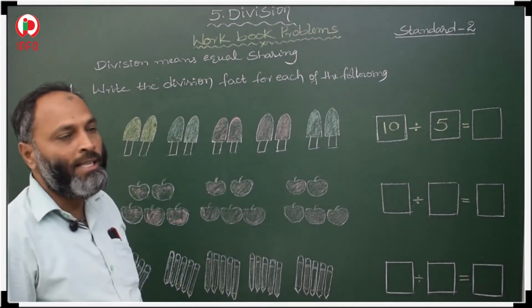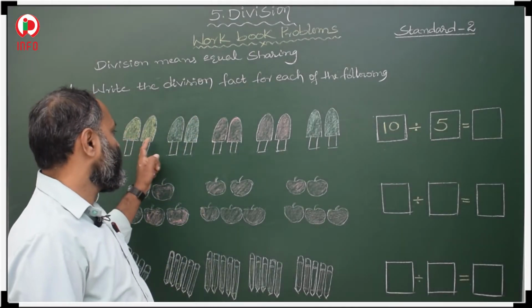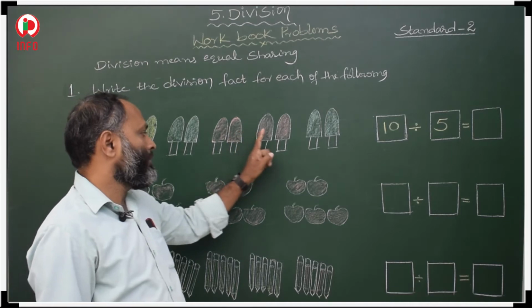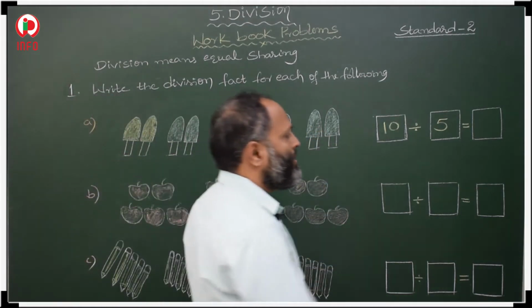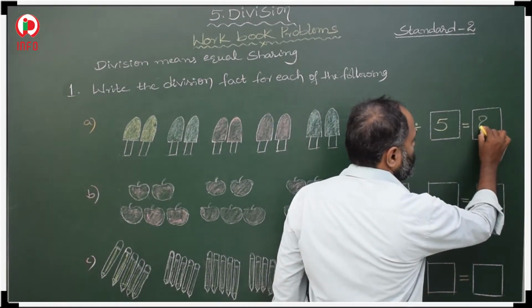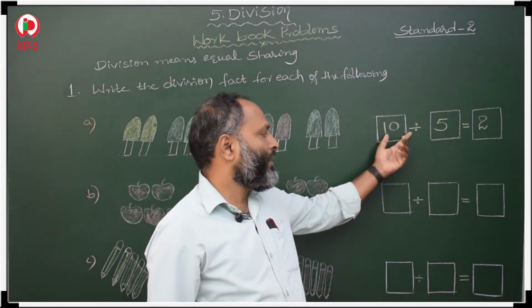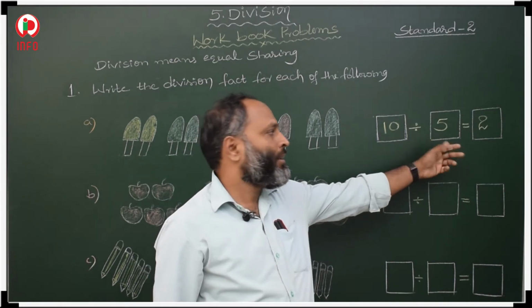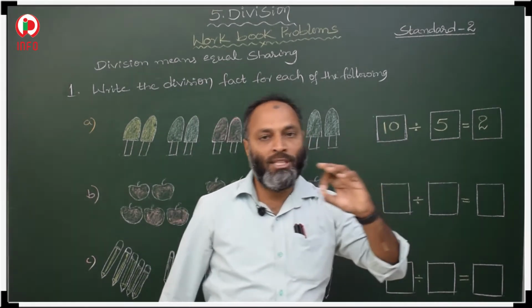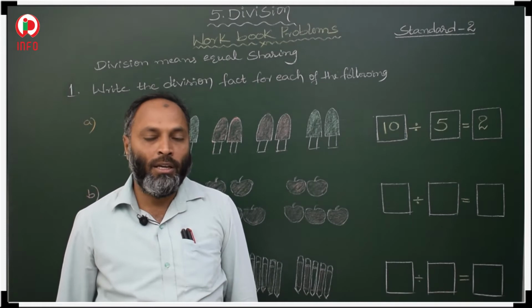Then how many ice creams are there in each group? 1, 2 in each group. It means 2 ice creams are there. It means if 10 ice creams are divided into 5 groups, then we will get 2 ice creams in each group.